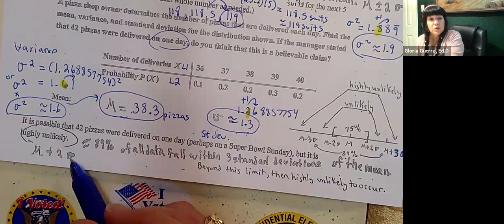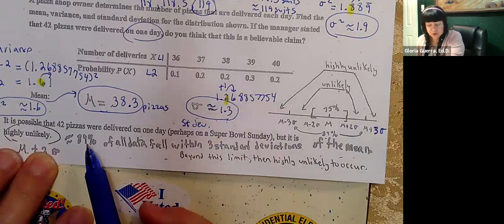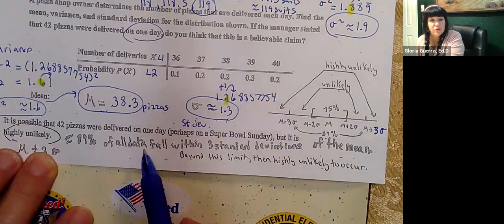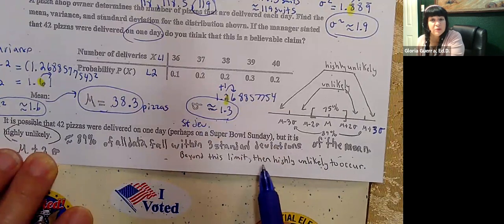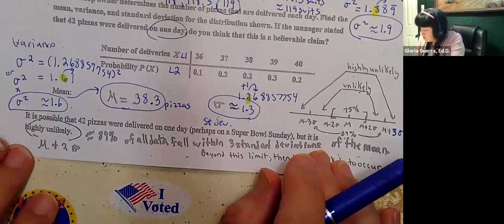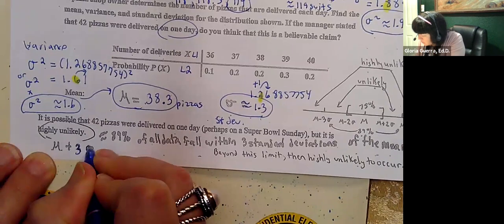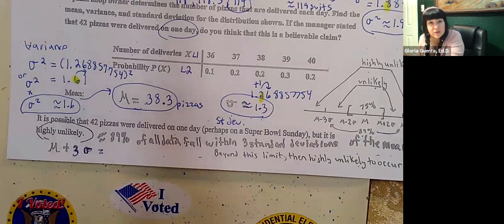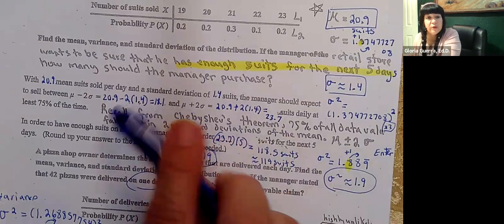And it says here that according to Chebychev's theorem, 89% of all data fall within 3 standard deviations of the mean. But beyond this limit, then it's highly unlikely to occur. Okay, like almost impossible, right? So this got chopped off, but this is a 3, and this is sigma. So I calculate on the high end, just like I did over here on the high end on the suits. A good day, I did the high end as opposed to the minus. So I look at that also.